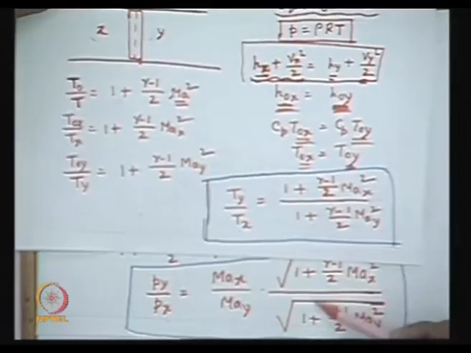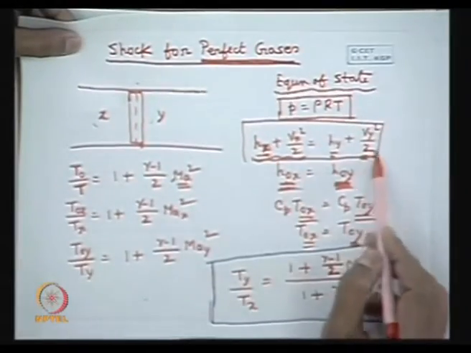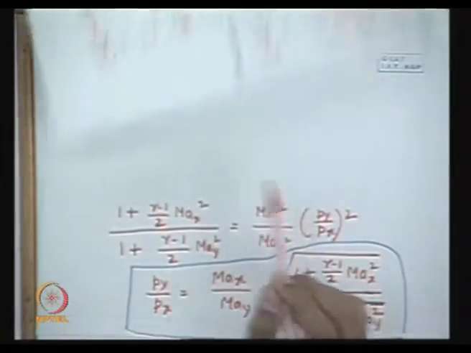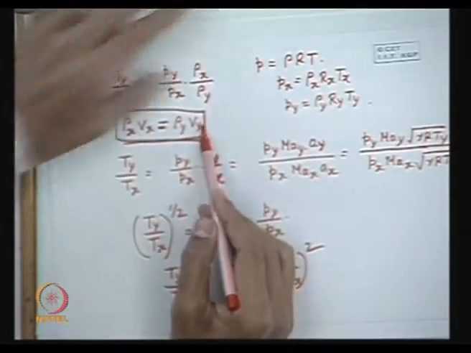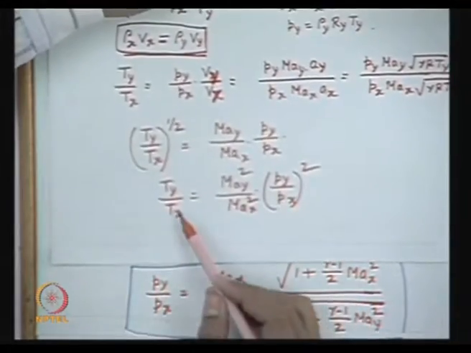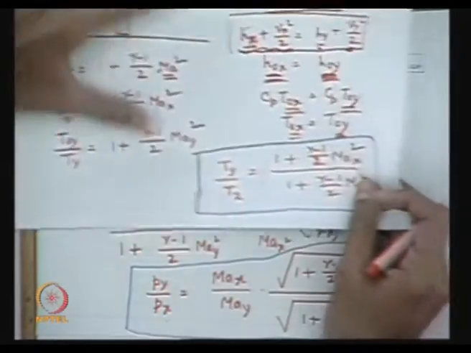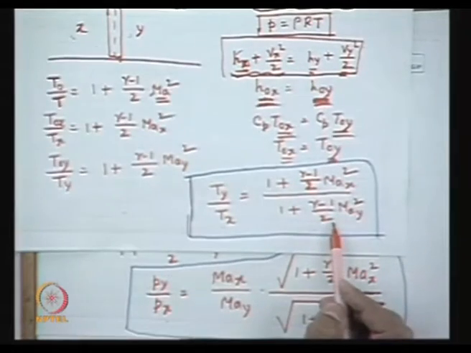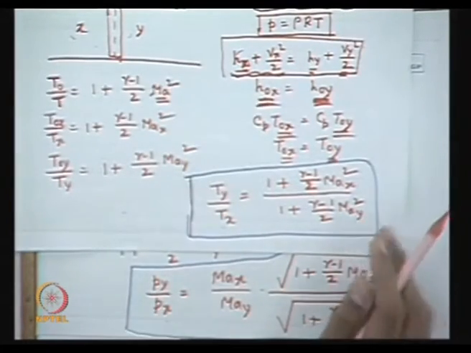And this relationship has been derived by using the energy equation for adiabatic flow and the continuity equation, that means the continuity equation for steady flow. So therefore, these equations are valid. That means Py by Px and Ty by Tx is valid for an adiabatic and steady flow.